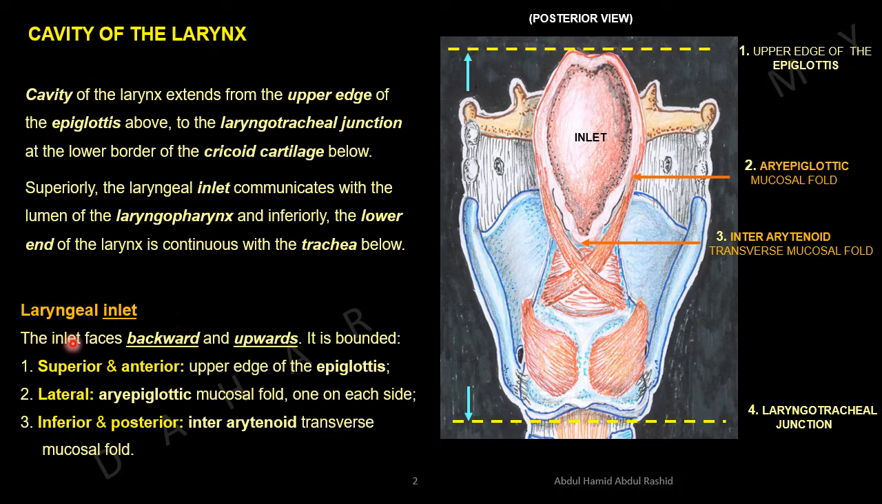Inlet of the larynx. The inlet is facing backwards and upwards. It is bounded superiorly and anteriorly by the upper edge of the epiglottis. On each side, that is laterally, by the aryepiglottic mucosal fold, that is, a mucosal fold arising from the arytenoid cartilage to the side of the epiglottis, and inferiorly and posteriorly by the interarytenoid transverse mucosal fold. These are the boundaries of the inlet.